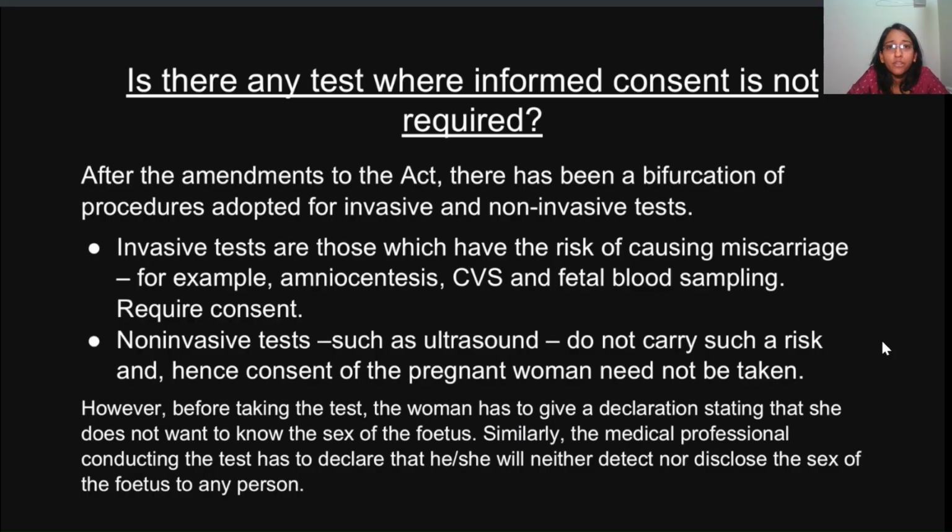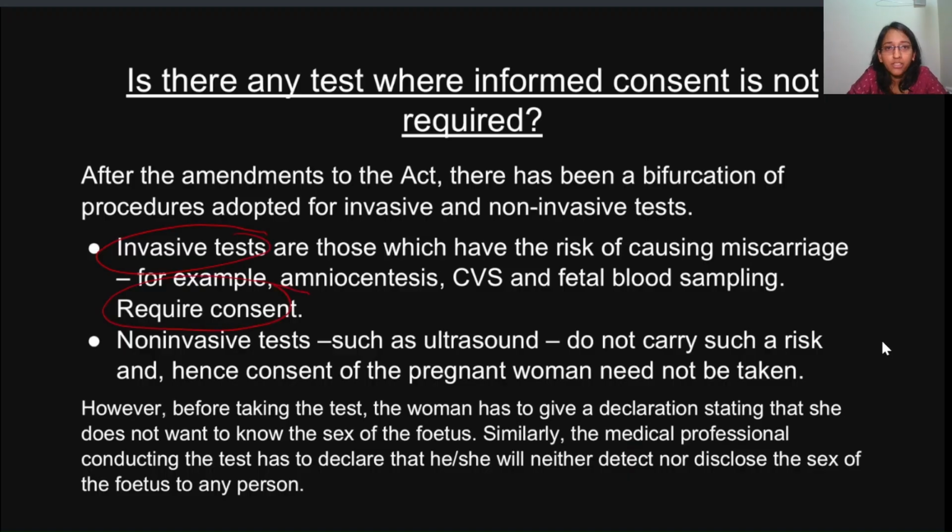Is there any test where informed consent is not required? Let's see. After the amendments to the Act, there has been a bifurcation of procedures adopted for invasive and non-invasive tests. Invasive tests are those which have a risk of causing miscarriages, for example amniocentesis, chorionic villus sampling, fetal blood sampling. They all involve interventions, that is, you put a needle within the patient, and those have more risk of causing miscarriages. So for these invasive tests, we require consent.